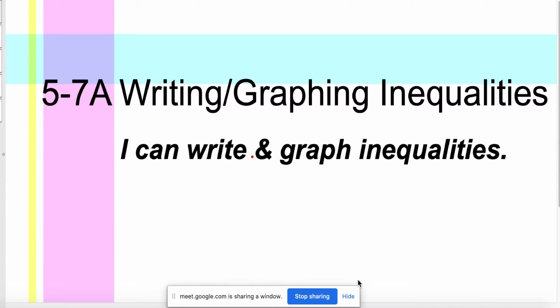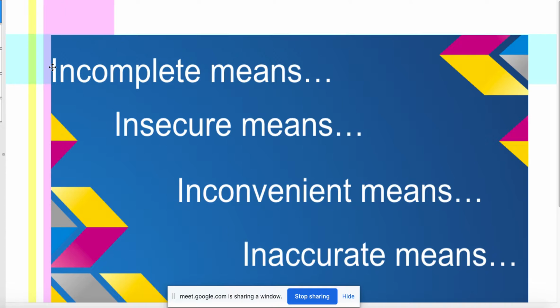Writing and graphing inequalities. Incomplete, insecure, inconvenient, inaccurate. They all mean the opposite. It's not convenient, it's inconvenient. It's not accurate, it's inaccurate.